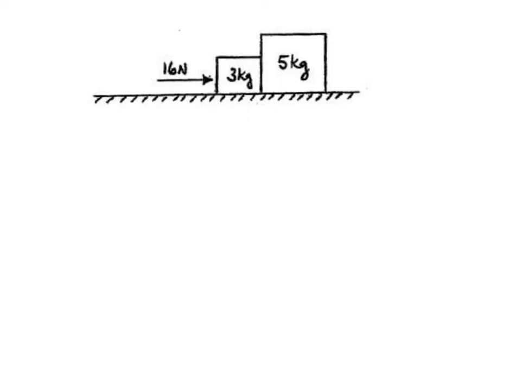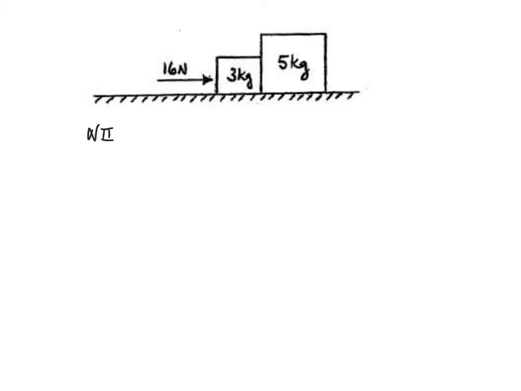In the second example on objects which are connected together, instead of them being connected by a rope or a string, these two objects are just in direct contact with each other, and there's no friction acting in this example either. And if we wanted to work out the resultant acceleration of these two blocks being pushed by 16 newtons, we would just apply Newton's second law as we did for the previous example.